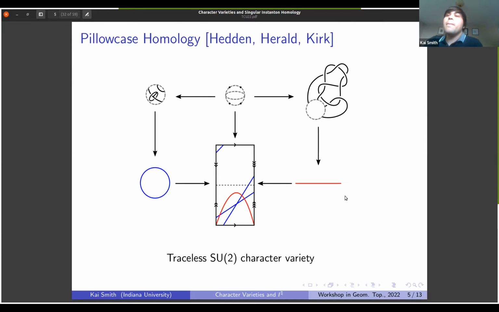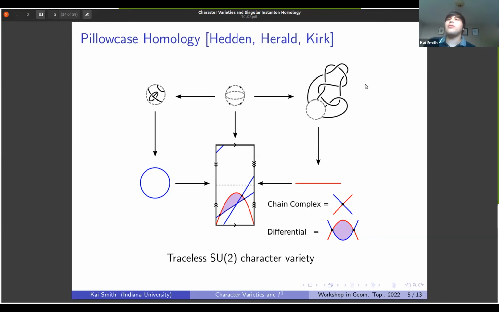Thank you. So, right, now we have these Lagrangians in a symplectic manifold. One thing we can do is ask for the Lagrangian Floer homology, which is particularly simple since the pillowcase is two-dimensional. We get a chain complex where the generators come from intersections of these two Lagrangians. In this case, there's 3. And we get differentials coming from bigons, which are shapes like this, bounded by the red and blue Lagrangians. That gives you a chain complex, and we can take the homology, and that's what Hedden, Herald, and Kirk dubbed the pillowcase homology.